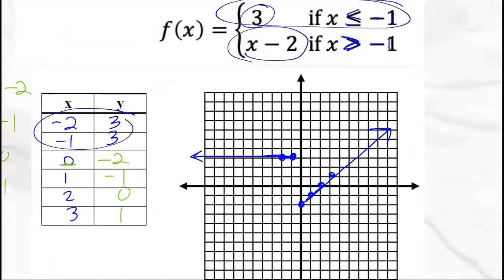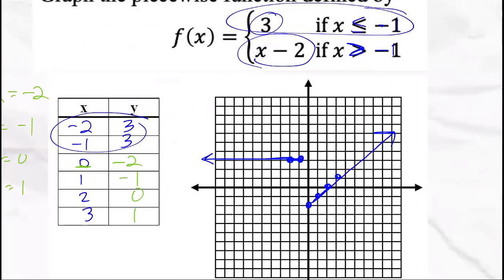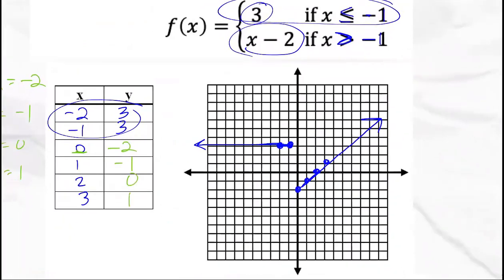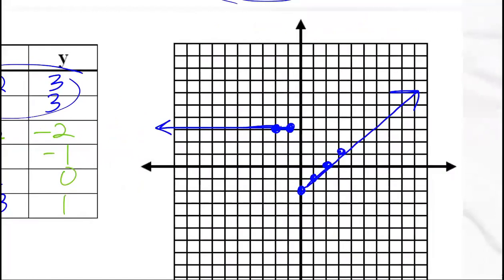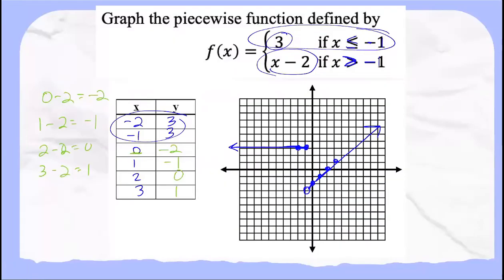However, I have just made a mistake. At -1, it is included with the 3, which means I would have to think about what that would look like at -1 here. It would probably be an open dot like that. And so that is what the piecewise function will look like graphed.